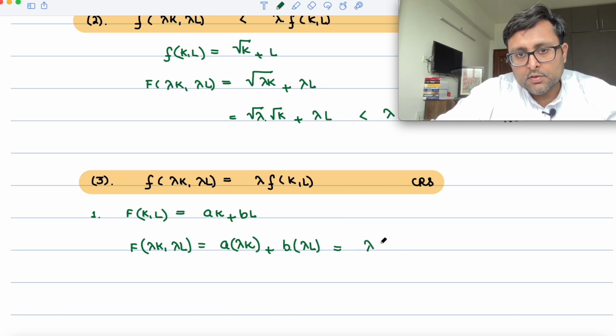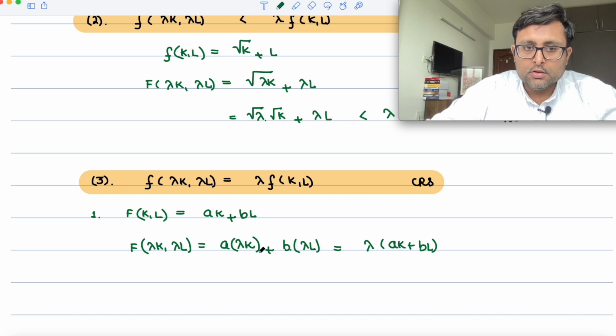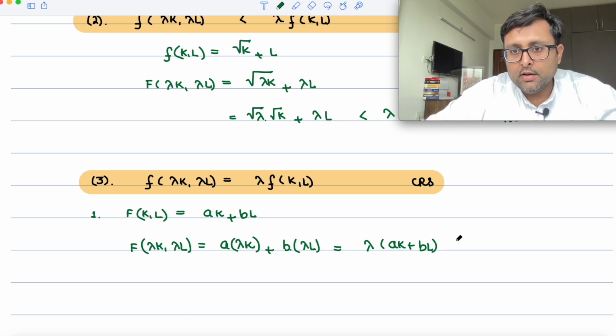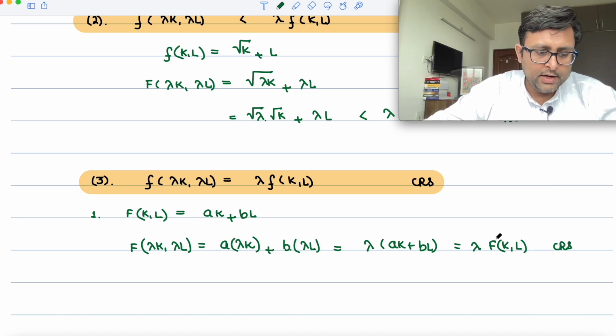So what happens is, look at this: f of lambda K, lambda L is nothing but equal to lambda f of KL. So you double the inputs, and the output you get from doubling the inputs is equal to double the output. So this is the CRS case.